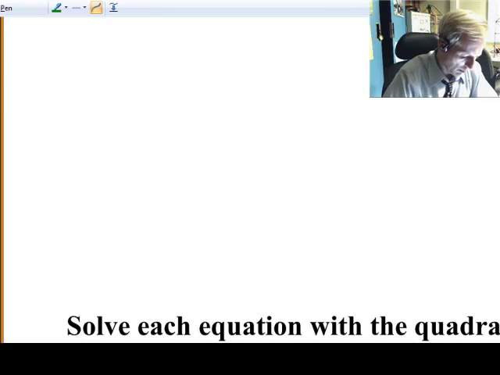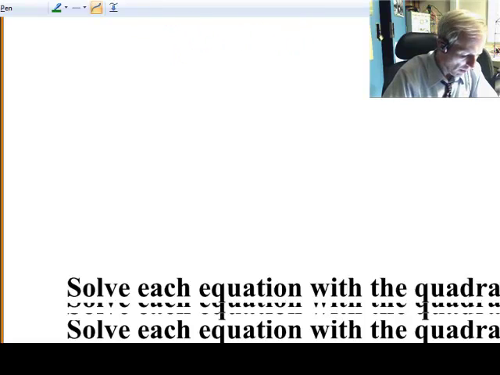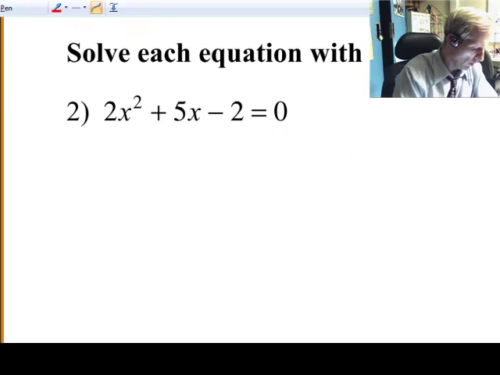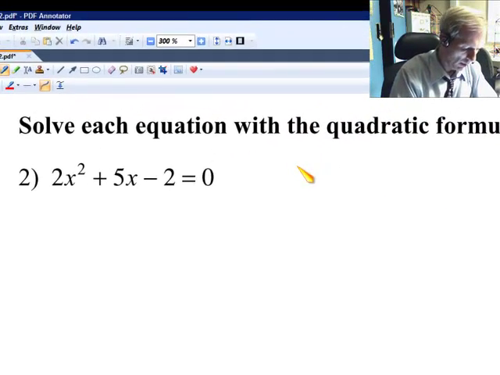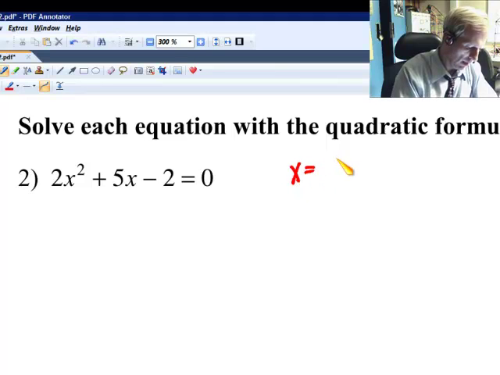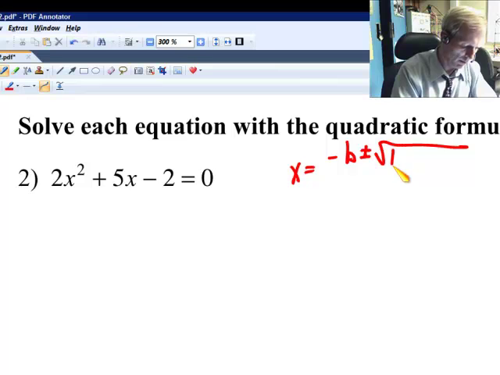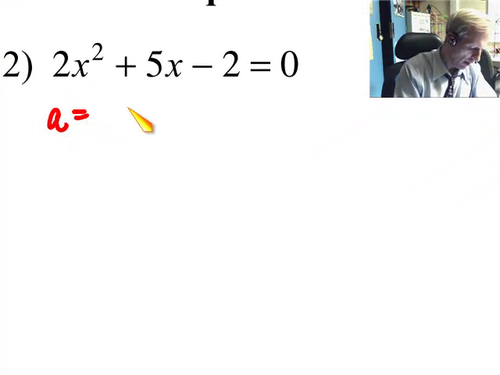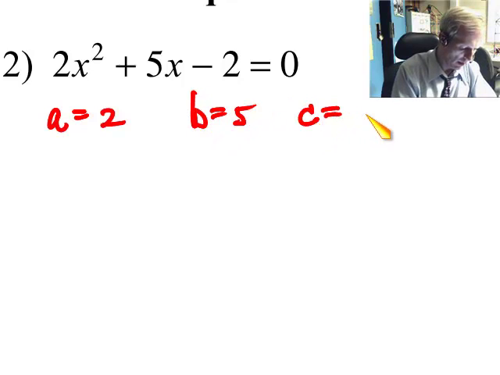Alright, the next problem. I'm asked to solve a quadratic equation using the quadratic formula. Alright, the quadratic formula is x is equal to negative b plus or minus the square root of b squared minus 4ac all over 2a. And for this problem, my a is 2, b is 5, and c is negative 2.